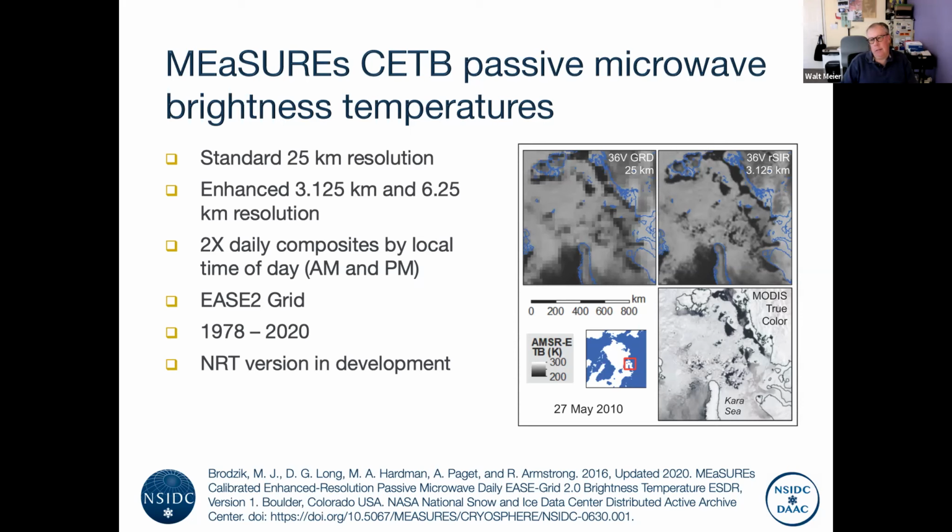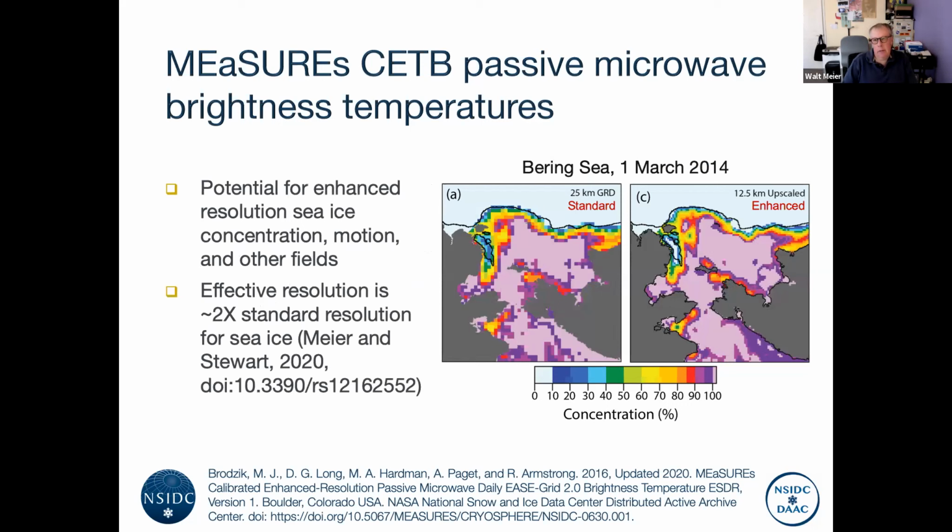And then the comparison with MODIS True Color Composite in the bottom right, and you can see the features match up quite well with the MODIS, which is 1 kilometer resolution. So the enhanced resolution really can provide potentially much better detail. And we've done some initial studies of these for sea ice, looking at deriving sea ice concentration.